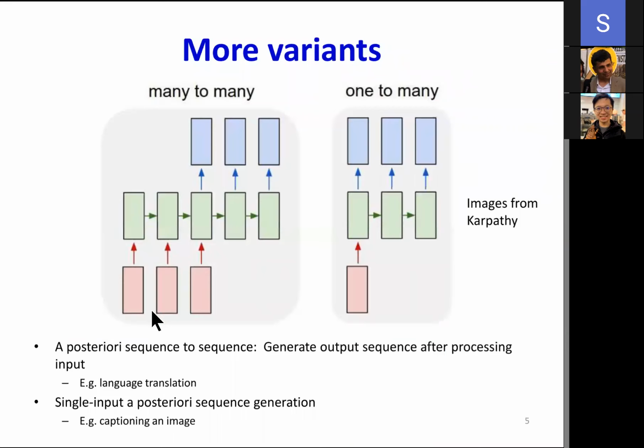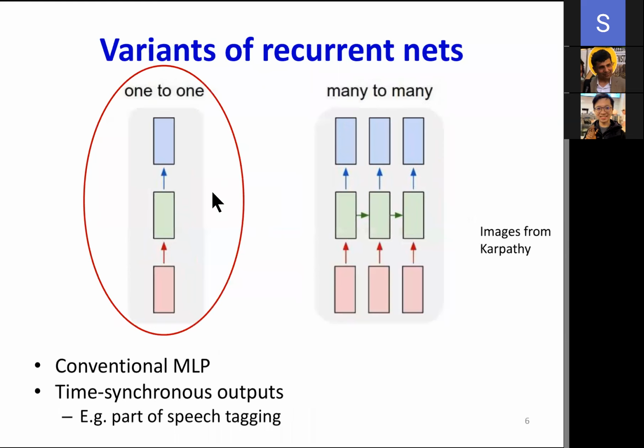Now you can have other variants where you have a sequence of inputs and then a sequence of outputs comes out after the entire sequence of inputs has been analyzed. Or a single input can produce an entire sequence of outputs. So all of these are different variants. Now let's take a look at these one at a time.